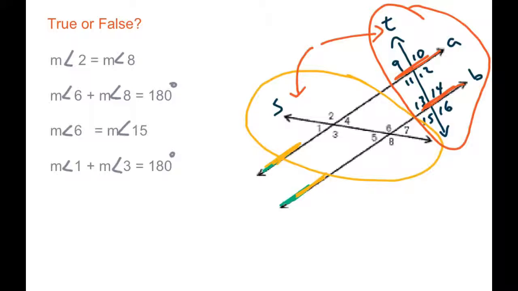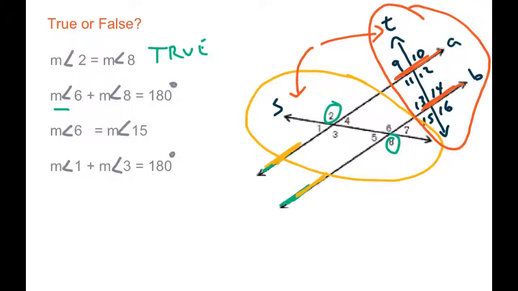So if I'm looking at the first question, is the measure of angle 2 equal to the measure of angle 8? Okay, let's see. Here's 2, here's 8. They're on the same transversal, so they do have a relationship. They're alternate exterior angles, and we learned that when you have parallel lines, alternate exterior angles are congruent. So the measure of angle 2 does equal the measure of angle 8, so that's a true.